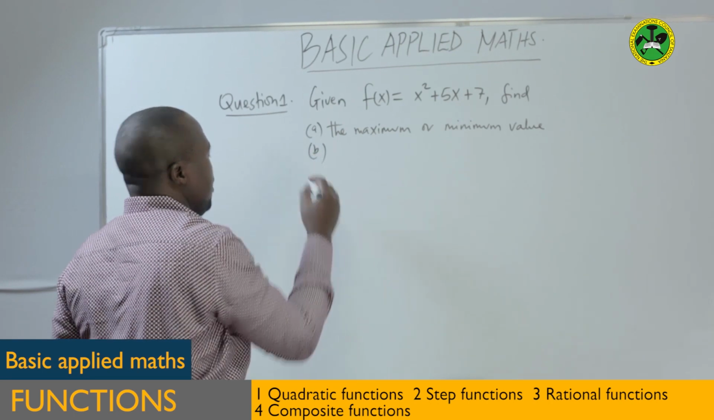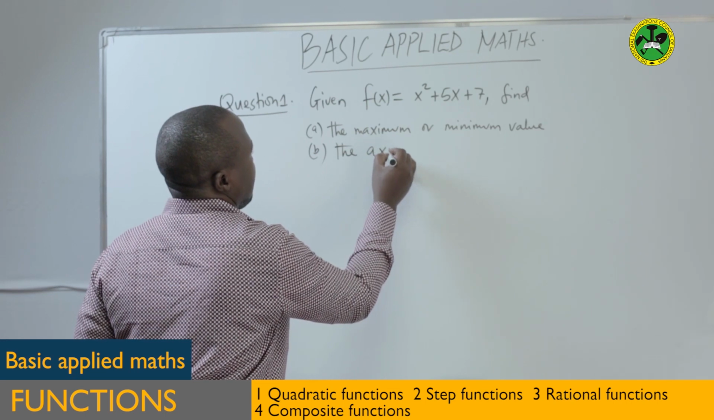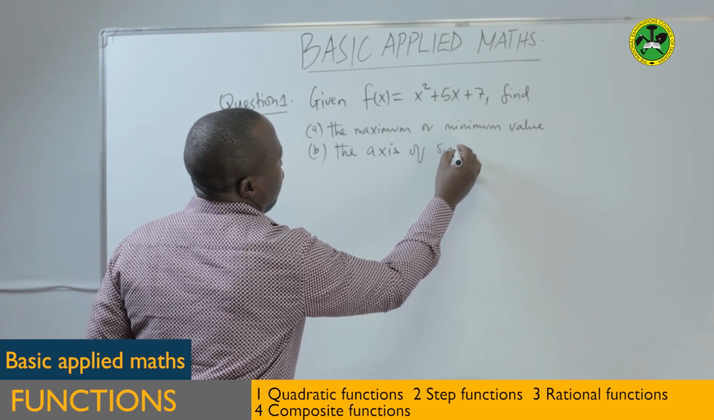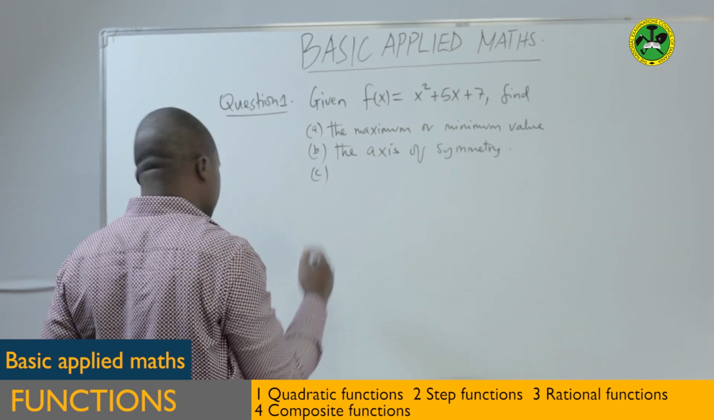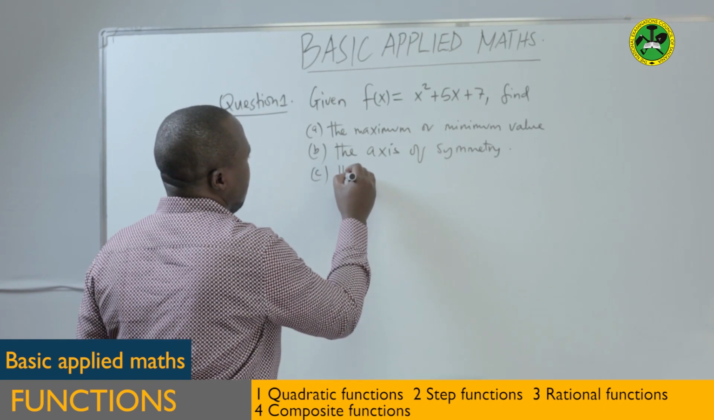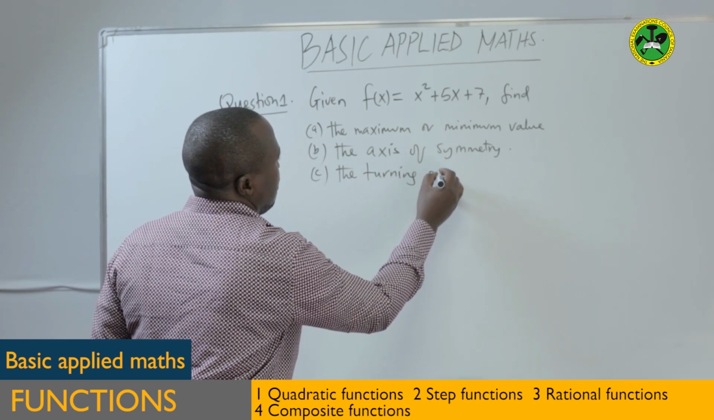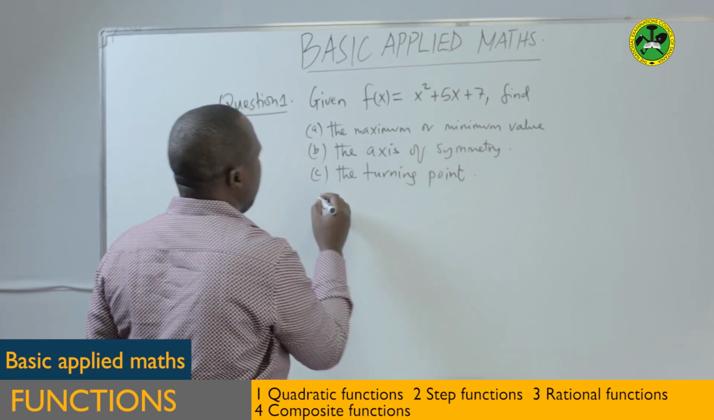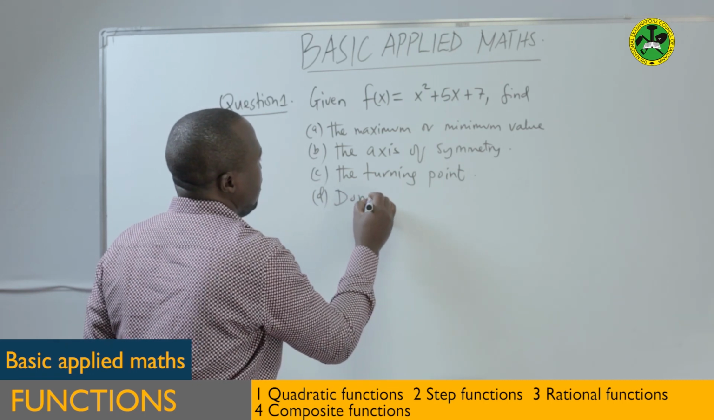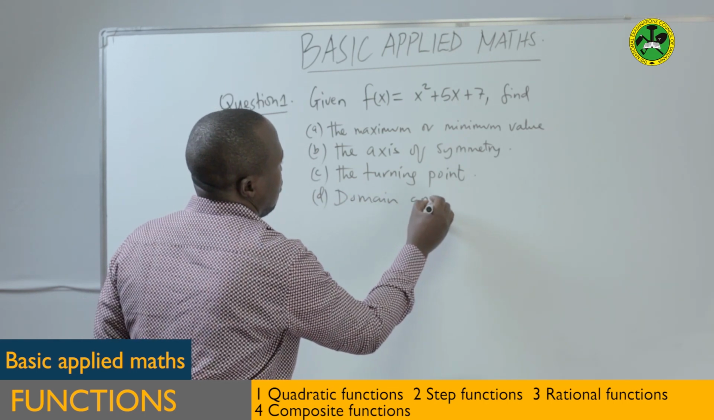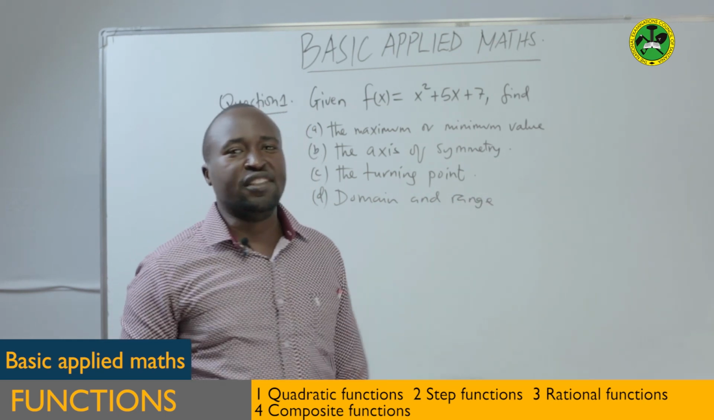But again, B, we have to find the axis of symmetry. Now C, the turning point. We have to find the turning point. And the last question will be to find the domain and range.